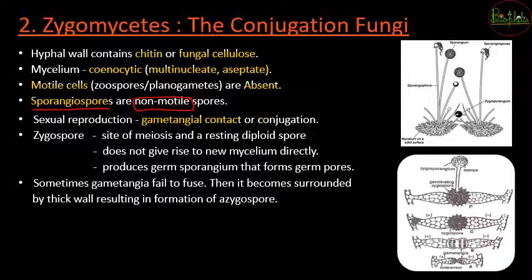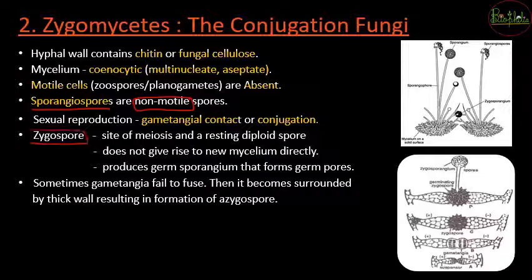occurring by gametangial conjugation. Now, because of the sexual reproduction generally they follow, that is gametangial conjugation, that is the reason the Zygomycetes group is also called as conjugation fungi. अब जो sexual reproduction के बाद का जो product आएगा that is going to be zygospore.